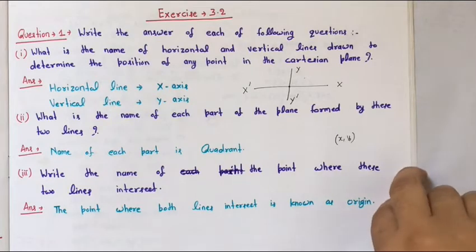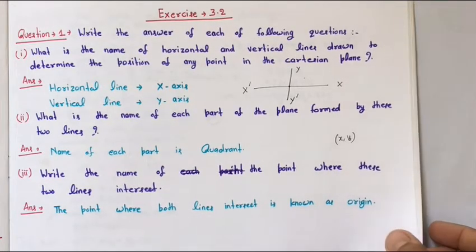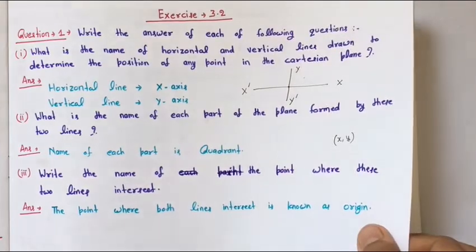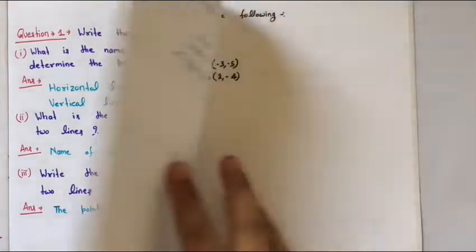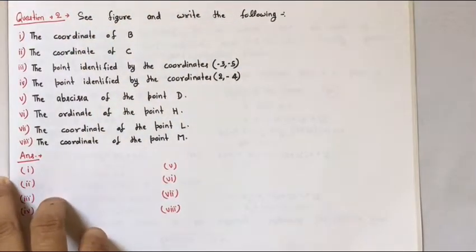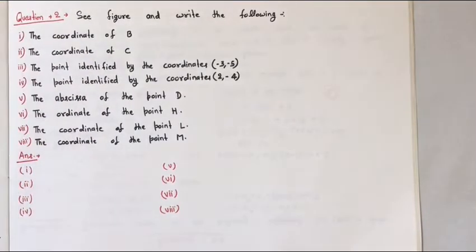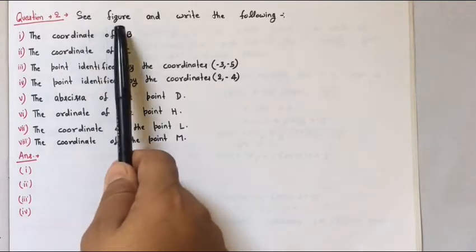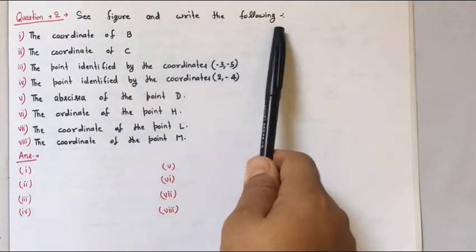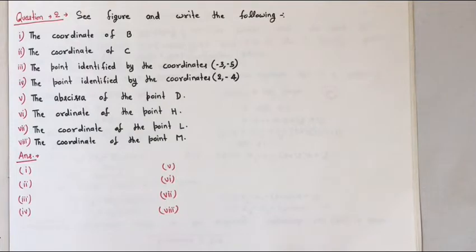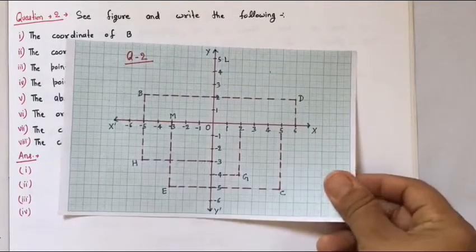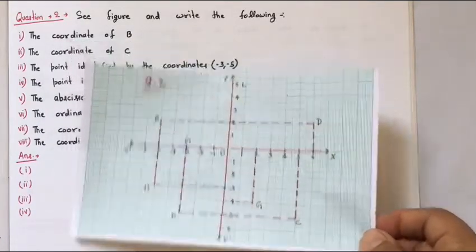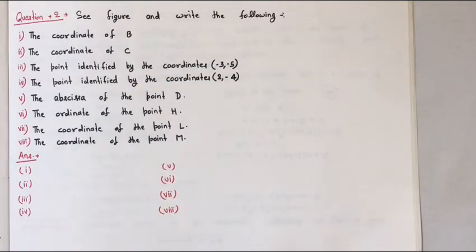Now we are going to discuss question number 2. Question number 2 is a good question, and question one is also a good question. These questions came in your examinations because these are good questions. Now here question number 2 is: see the figure and write the following. This is the figure, look at this one. Okay, now first of all read the question.